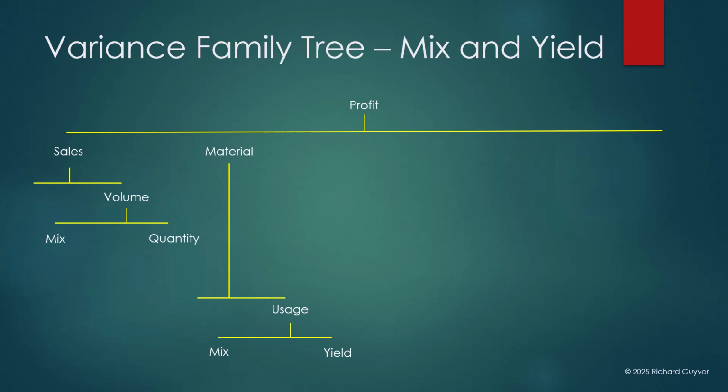So first we're looking at mix and yield variances. So it's these branches of the family tree: sales through to volume to mix and quantity, material through to usage down to mix and yield. As I just said, you could get a labour one, you could get a variable overhead one, but let's focus on these because the process is the same. And these are the ones that are mentioned in the syllabus.